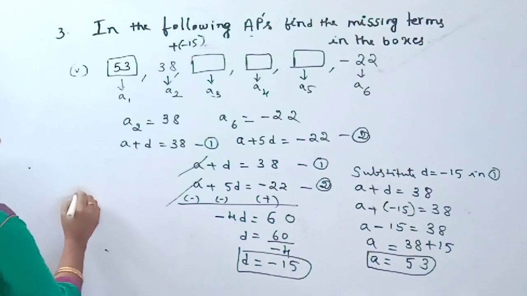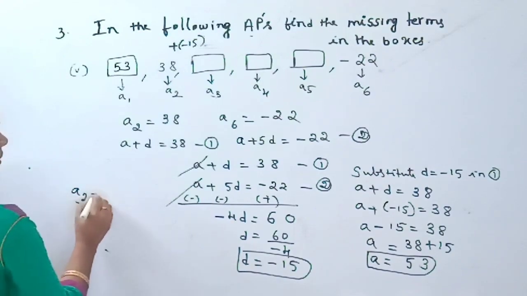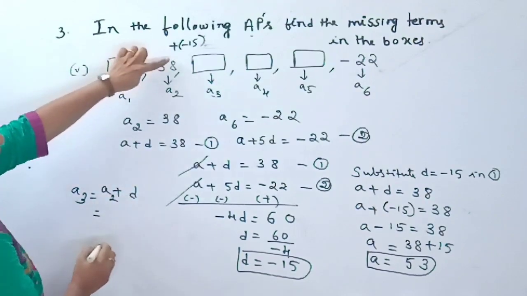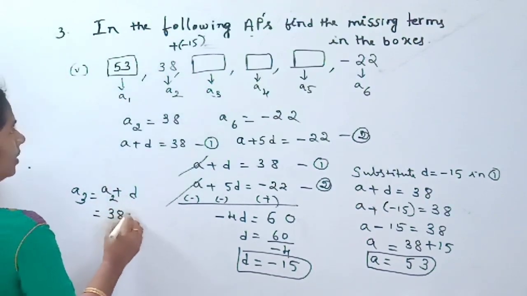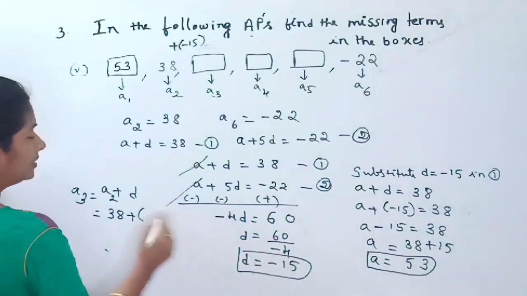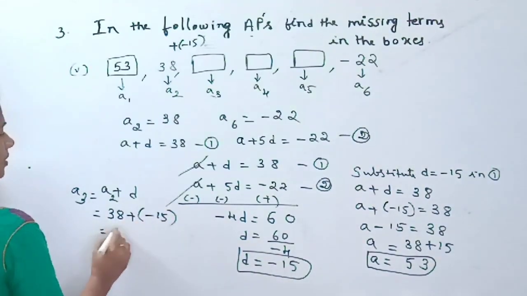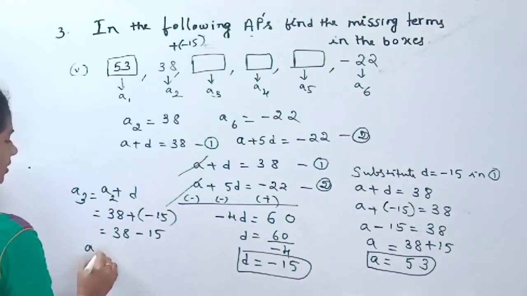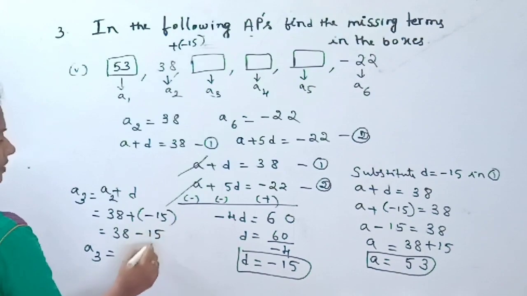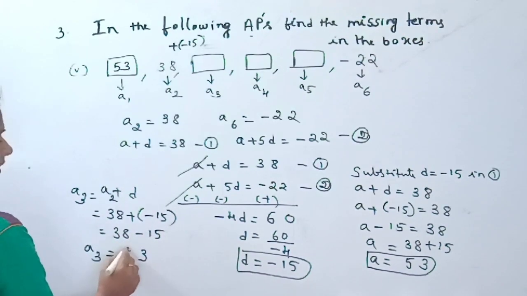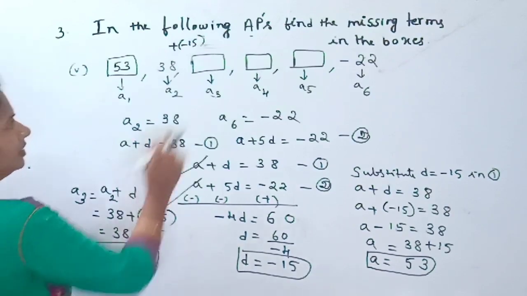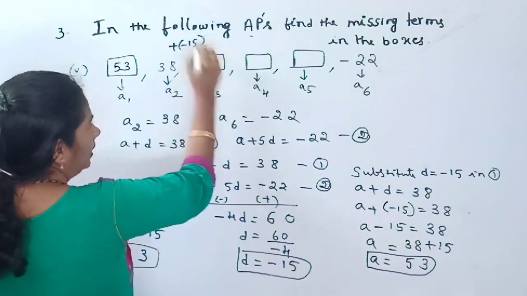Or let me write like this. A3 equal to A2 plus D. So A2 value is how much? It is 38, plus common difference is minus 15. So 38 minus 15. So what's the answer, children? Third term is 8 minus 5 is 3, 3 minus 1 is 2. So third term is 23. So write down here 23.